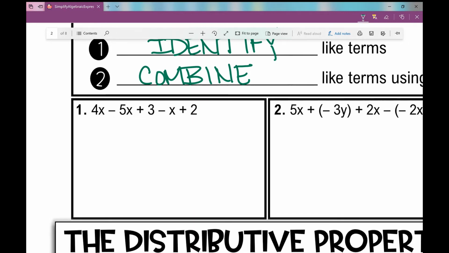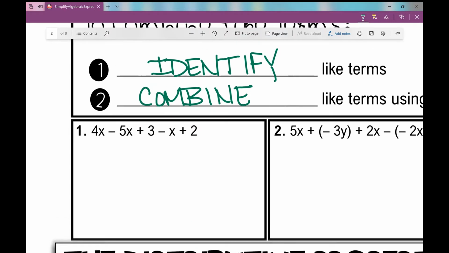Number 1, so the first thing I want to do is identify the like terms. So 4x, what are the terms that are alike with 4x? 4x, negative 5x, and negative 1x. If I combine them, I'm going to use my integer rules. And if you're struggling with your integer rules, I'm going to put a little card in the upper right corner, and that'll take you to one of my YouTube videos over the integer rules. So 4x and negative 5x, different signs, subtract, take the sign of the larger number. So that's negative 1x, and negative 1x would make negative 2x.